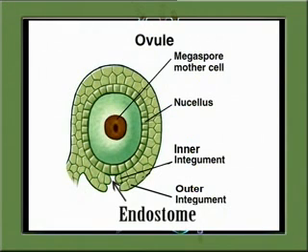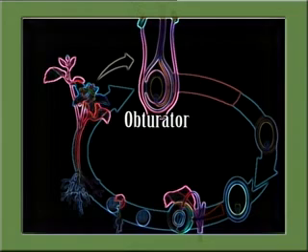Next is obturator. Any ovular structure that directs the growth of pollen tube towards the micropyle is known as obturator. They exhibit great variation in their origin, morphology, anatomy, and extent of development. They may originate from the placenta or funiculus or both.